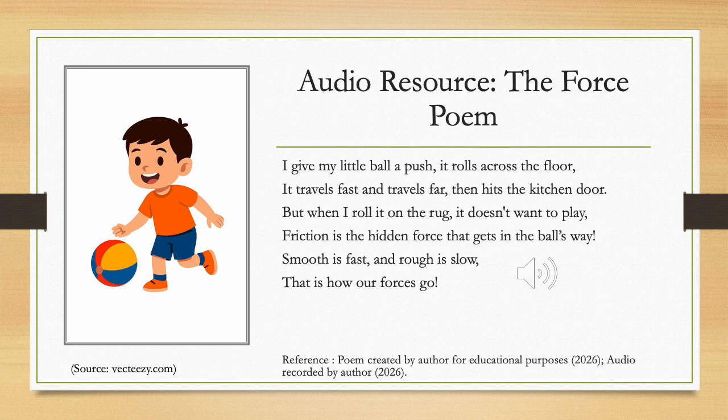I give my little bone a push, it rolls across the floor. It travels fast and travels fast and hits the kitchen door. But when I roll it on the rug, it doesn't wanna play. Friction is the hidden force that gets in the bony way. Smooth is fast and rough is slow. That's how our forces go.